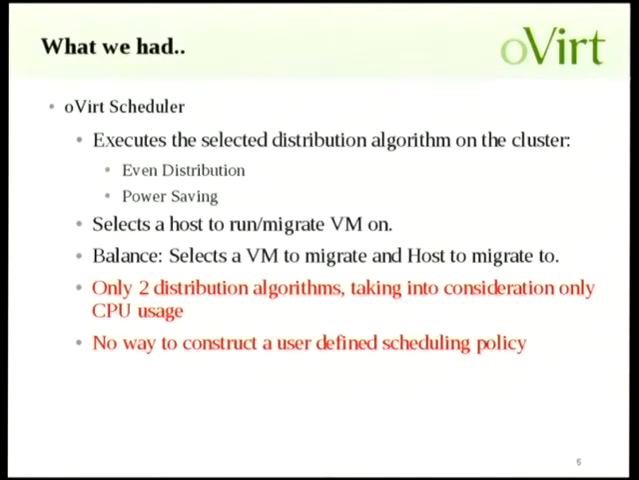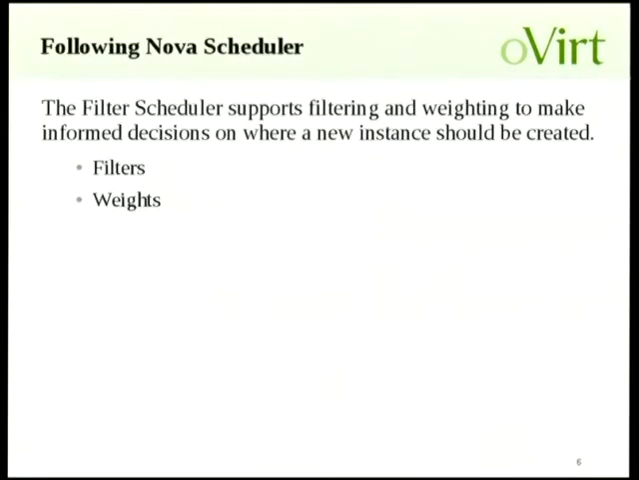Either even distribution of CPU load or power saving, and then it's pretty limited. We have only two distribution algorithms, and we can't construct a user-defined one. Basically, that is it.